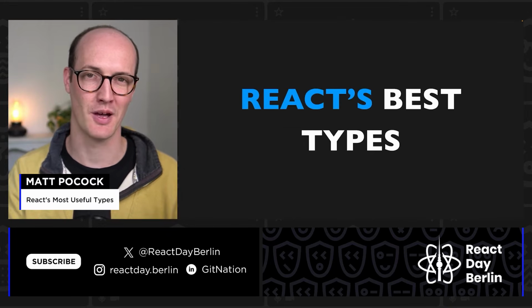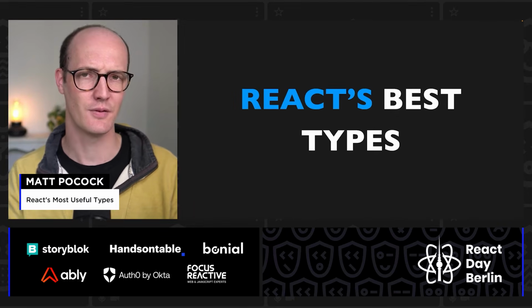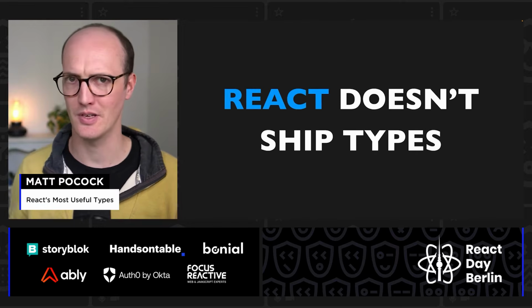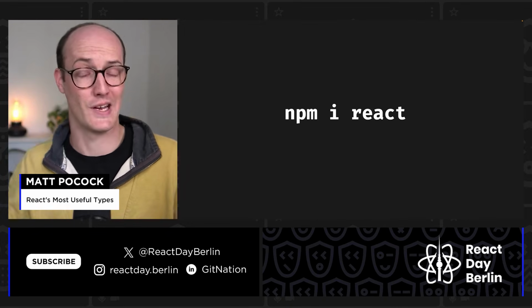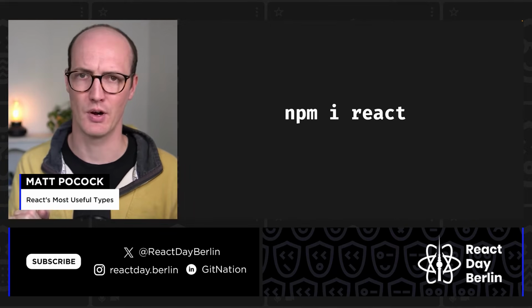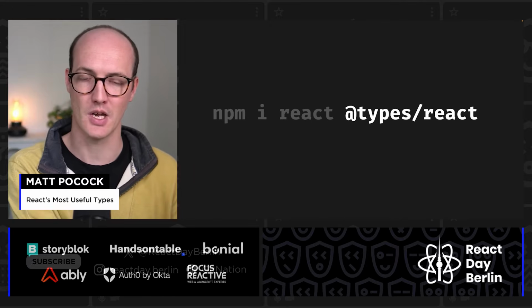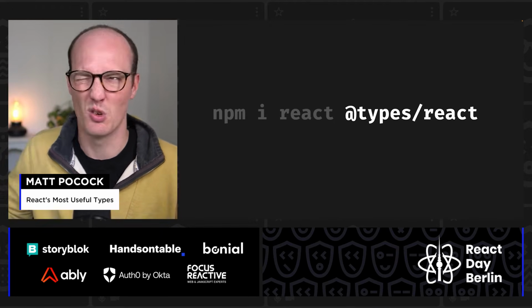Today, I'm going to be talking about React's best types. And you might think that's a kind of weird framing here, right? Because React itself doesn't ship its own types. It basically says, okay, you can install React here, and then as a separate thing, we won't ship any types to you directly, but if you install types React as well, then we're going to give you some types with it.